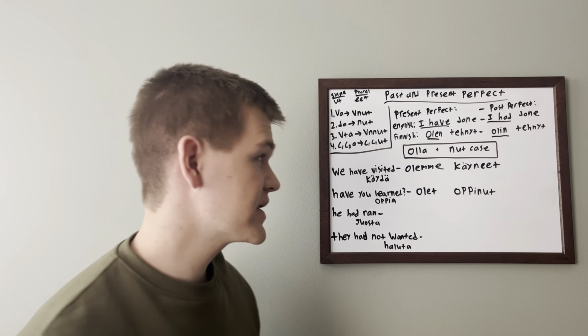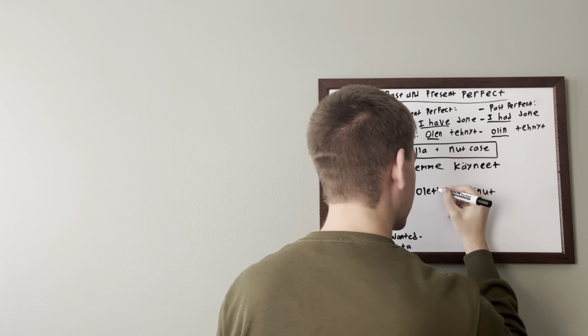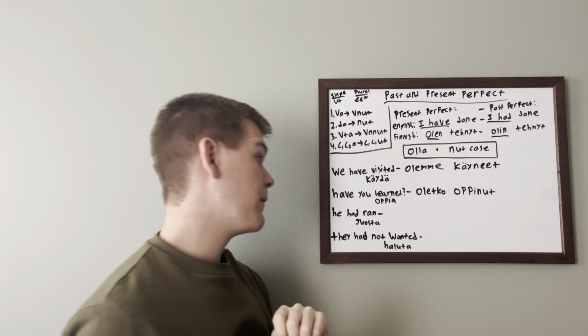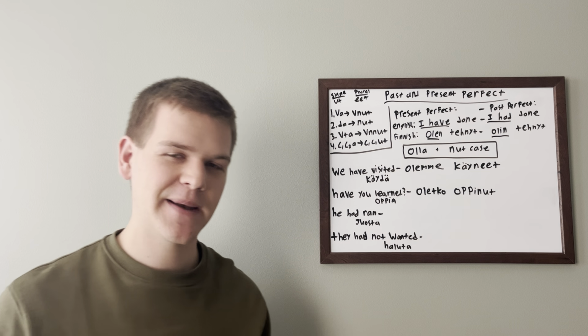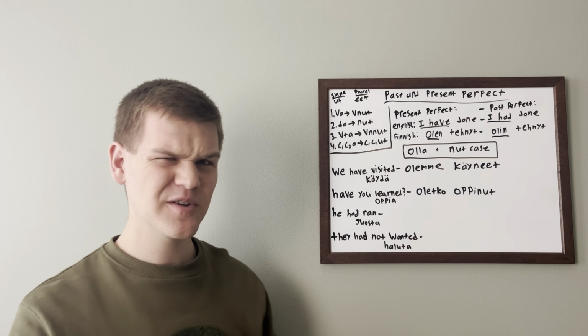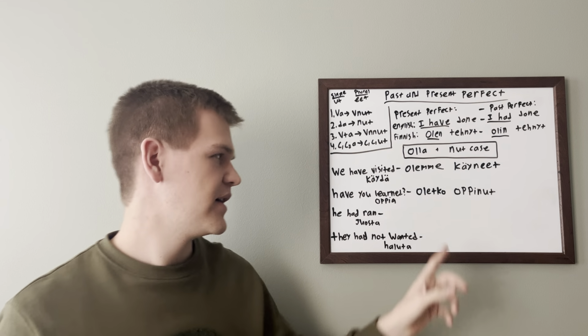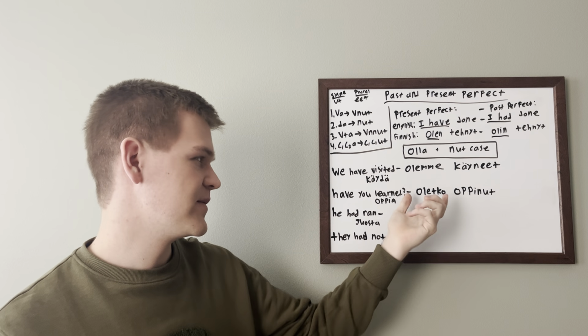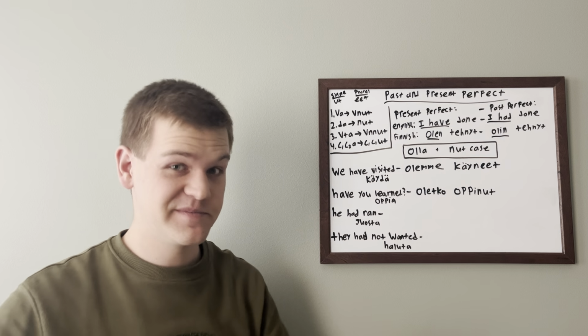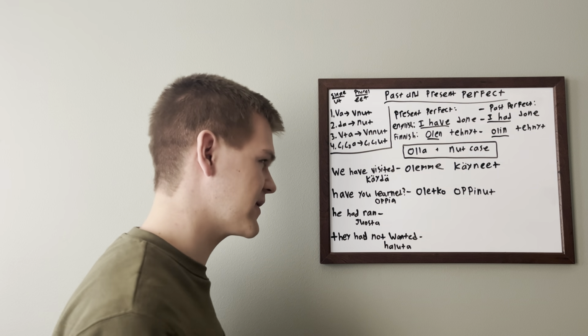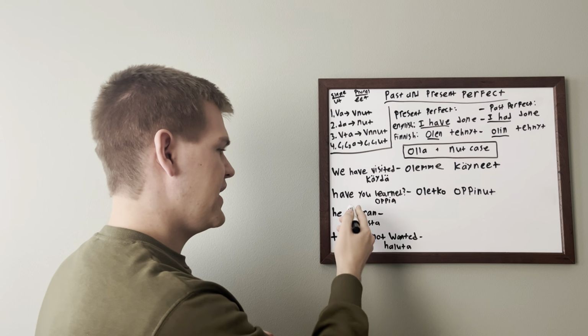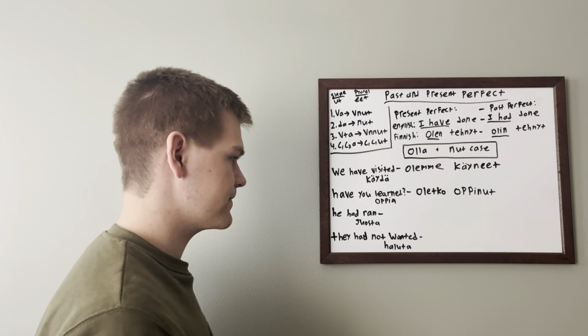If we want to make it into a question, we just add a ko onto olet: Oletko oppinut. This is a useful thing to say sometimes if we want to be like, oh, have you learned this? Have you eaten? Have you seen? Oletko oppinut. We just do that with the ko and then the nut case. Pretty easy. Oletko oppinut.